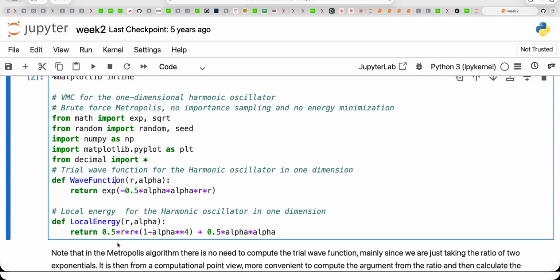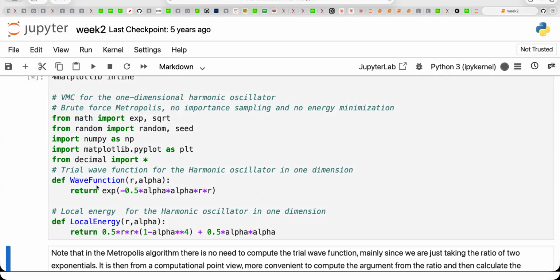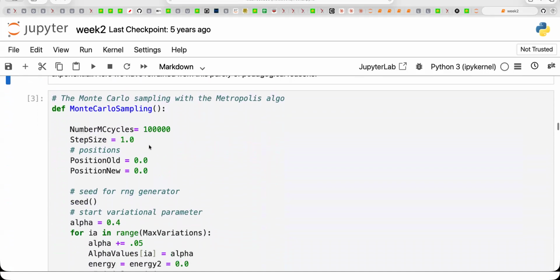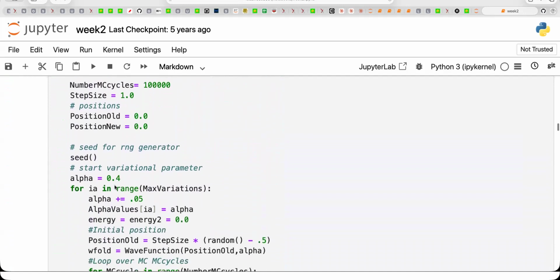Normally, you would have to calculate the kinetic energy in one way or the other. So here we have a simple, nice analytical expression. So here I'm now just setting up the wave function and the local energy. And the Monte Carlo machinery here, with a given number of cycles, I have a step size. I'm initializing two arrays, position old, position new.